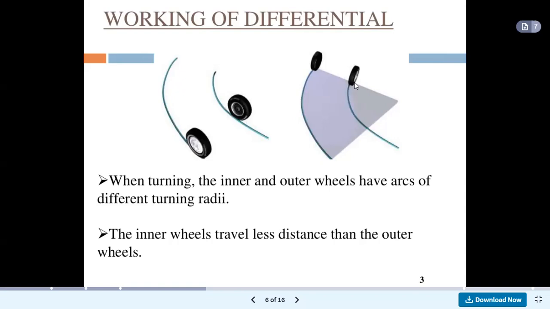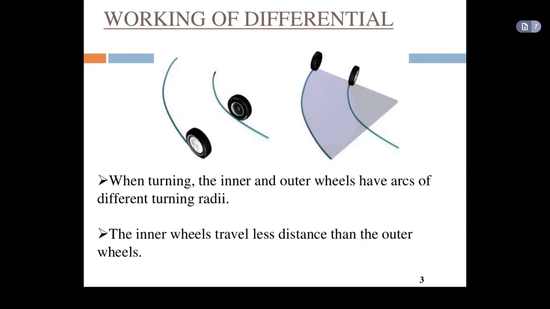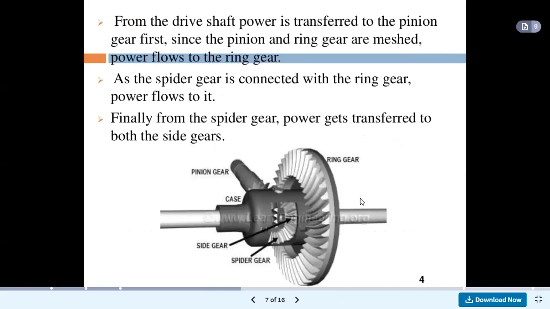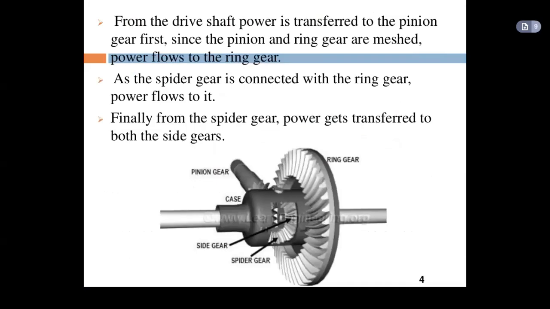If we see the radius in the second diagram, this is the center point for this radius of curvature. So the radius of this wheel is less as compared to the radius of this outer wheel, and in this case less movement is required for this inner wheel as compared to the outer wheel. So when turning, the inner and outer wheels have arcs of different turning radius. The inner wheel travels less distance than the outer wheel, and this difference is made by the differential. So from the drive shaft, power is transferred to the pinion gear first.